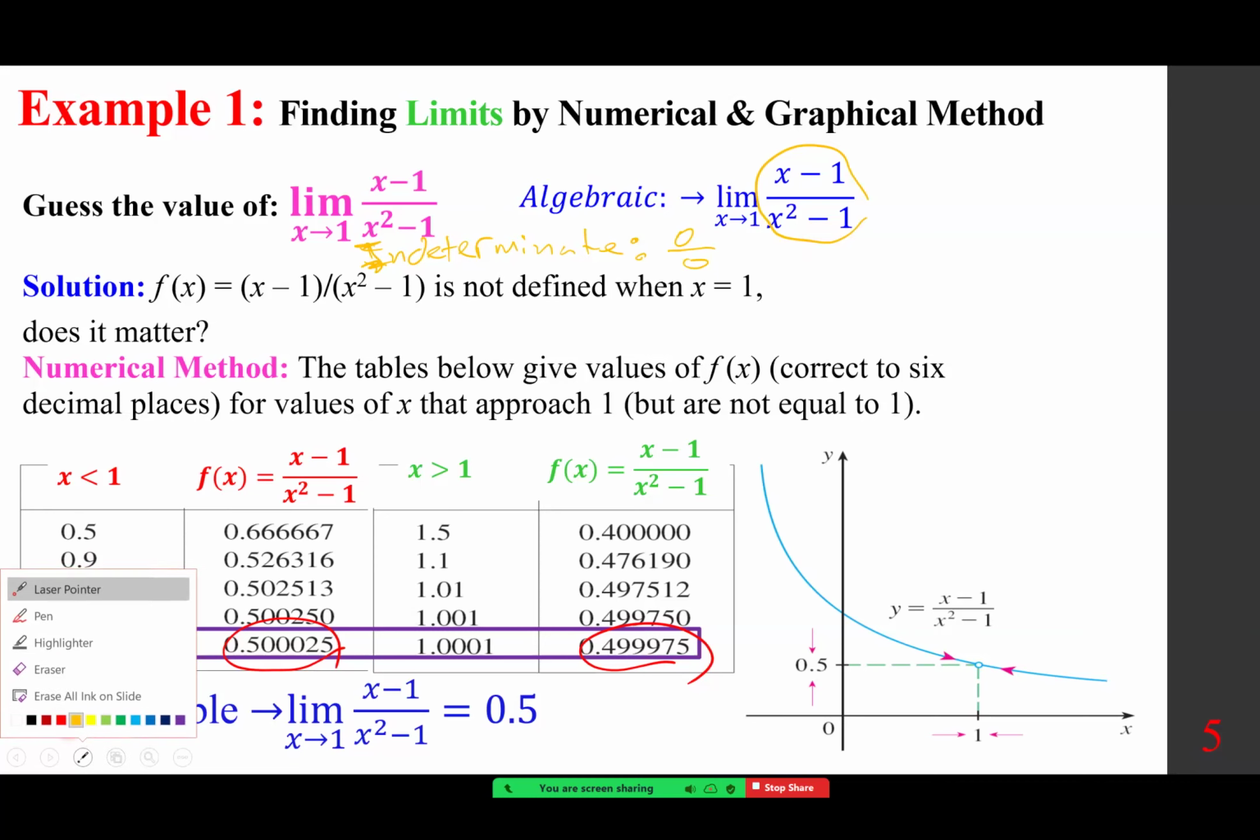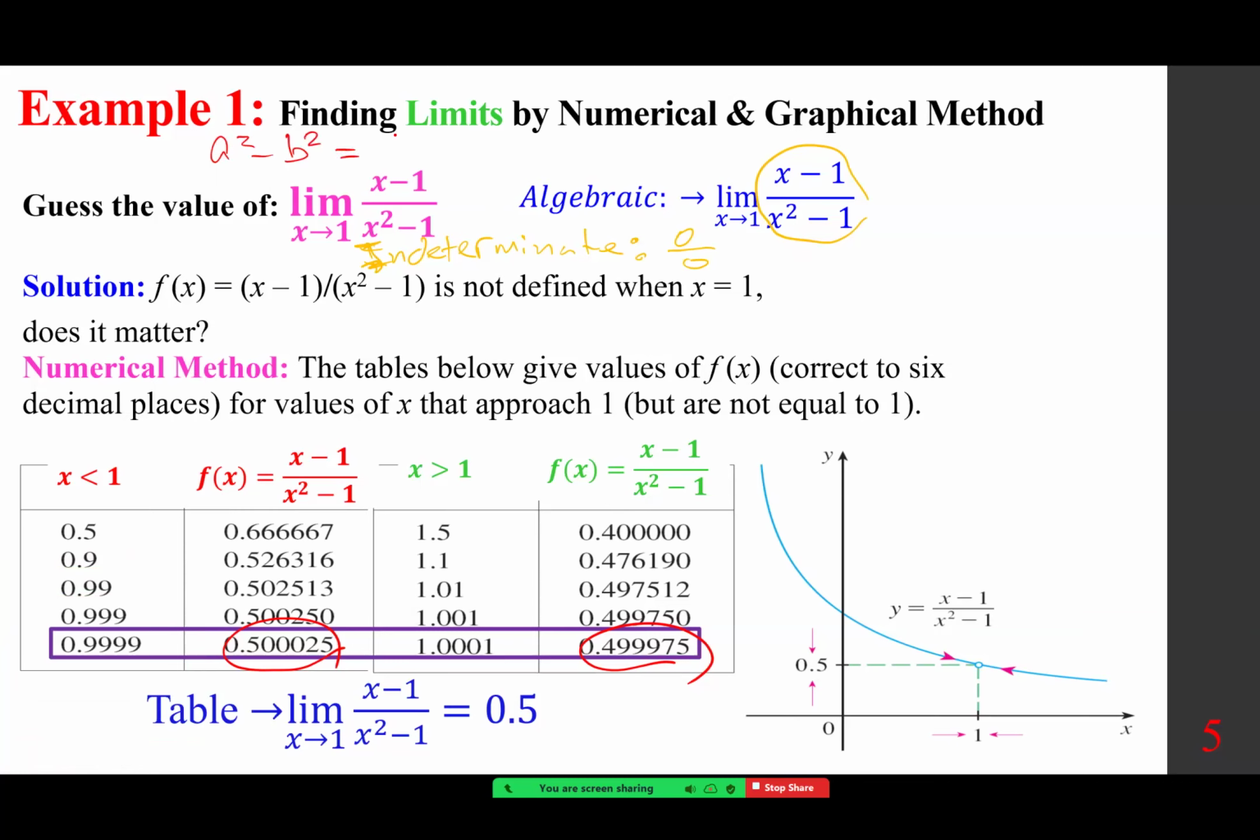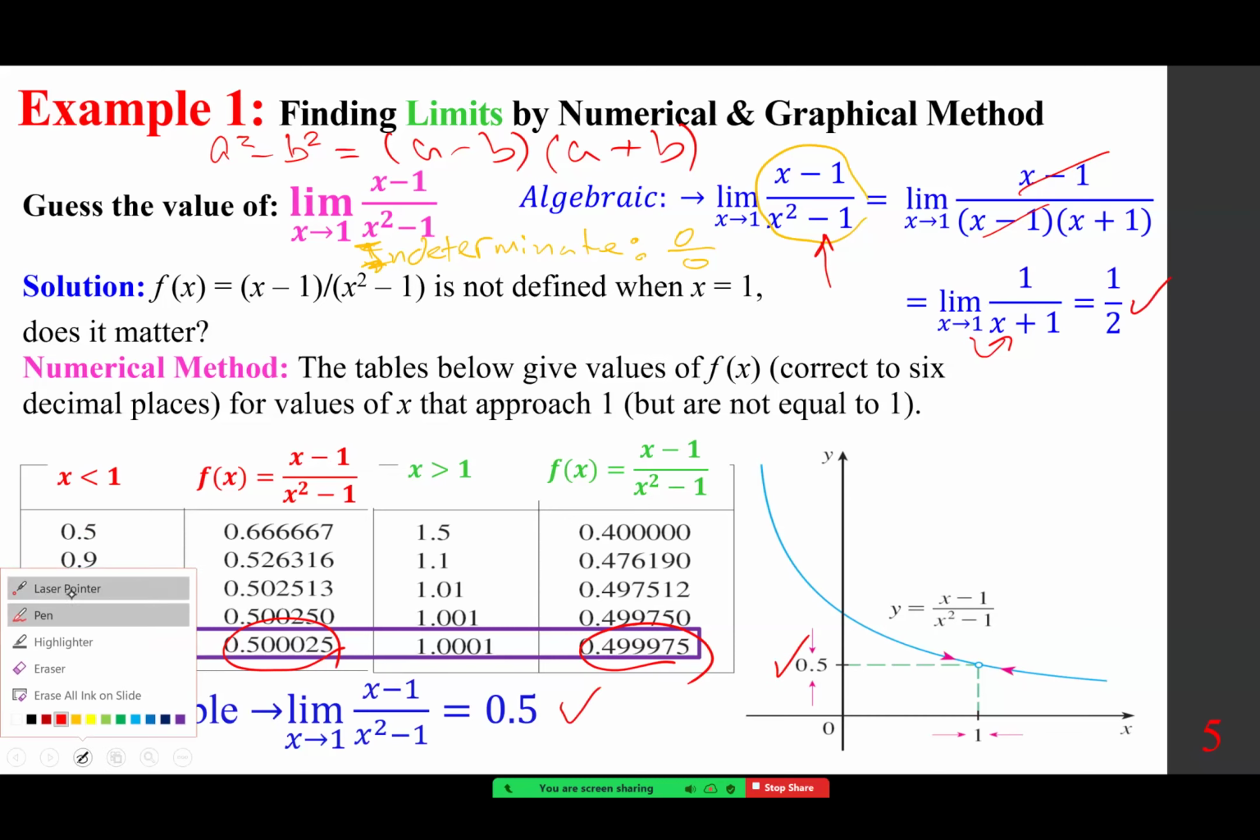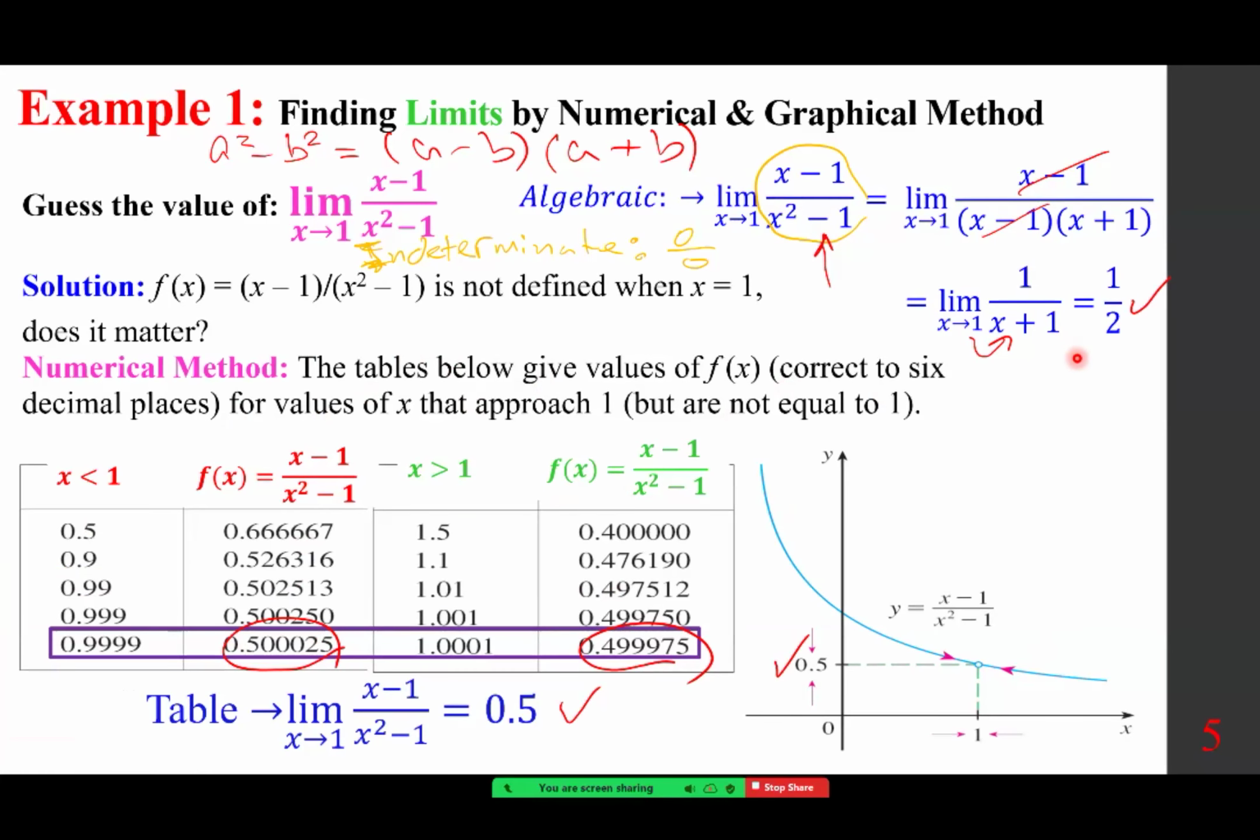The denominator is x squared minus 1, in the form of a squared minus b squared. So that is a minus b times a plus b. So this one is x minus 1 times x plus 1. We can drop the x minus 1 from the top and the bottom. We get 1 over x plus 1. When we plug in, we get 1 over 2. And that's exactly what we got here. So the numerical analysis, graphical, and analytic or algebraic method all give us the same answer.